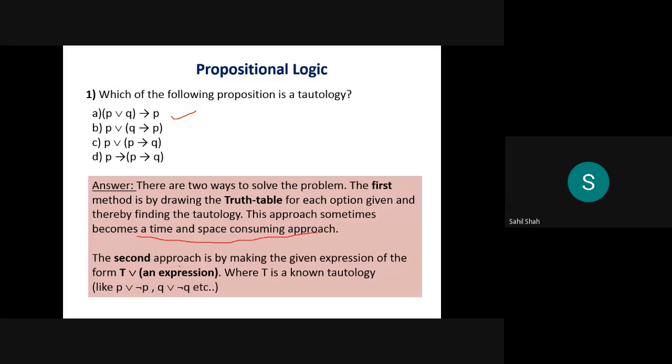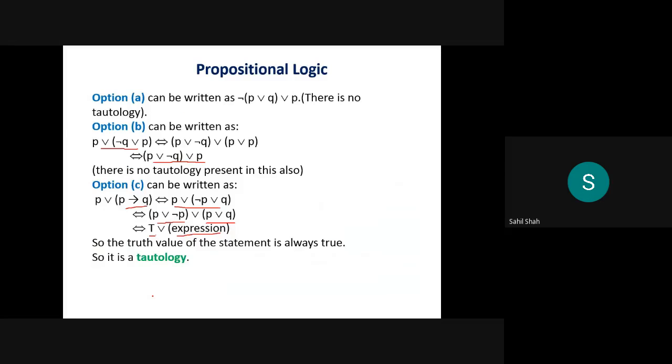So what is this approach? The second approach is we have to make use of the given expressions, their conversion using the laws of logic, and try to check whether you are getting a single expression of the form true or an expression. If you convert the given statement into this format, true or given expression, then we could simply say that T is known as tautology. I hope this clears.